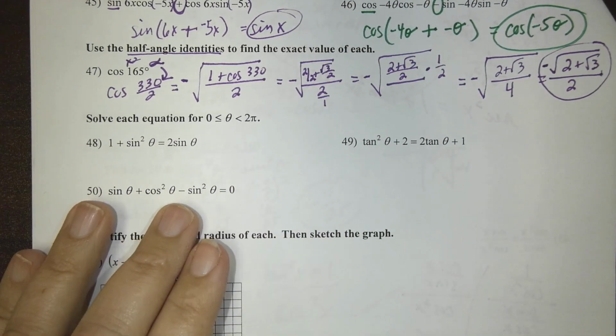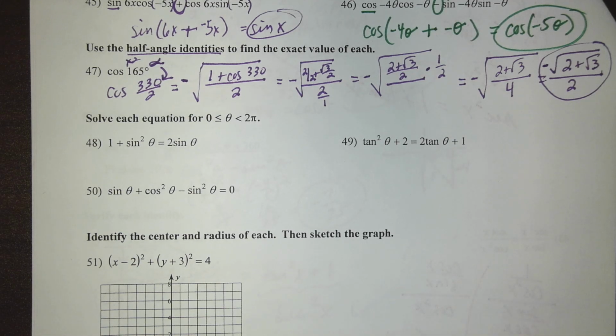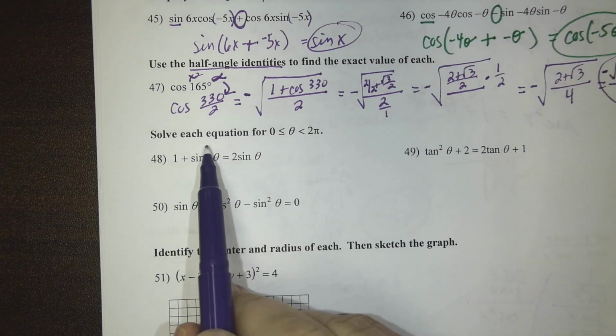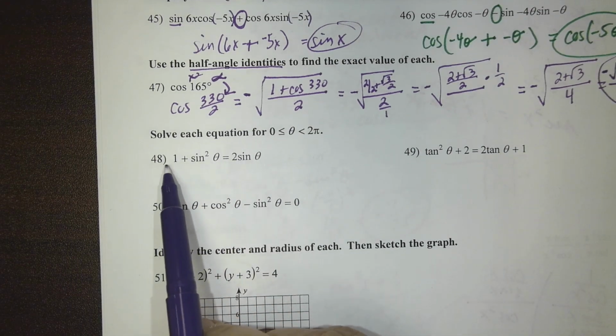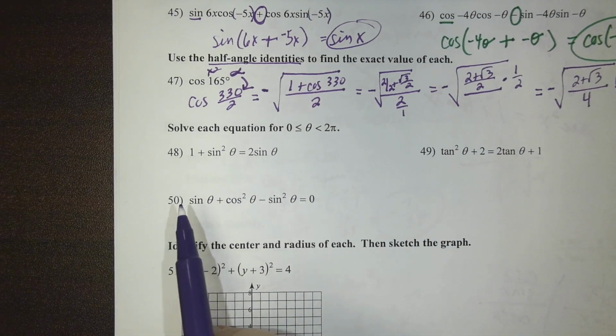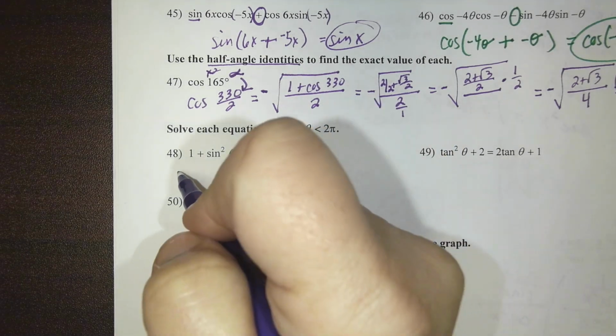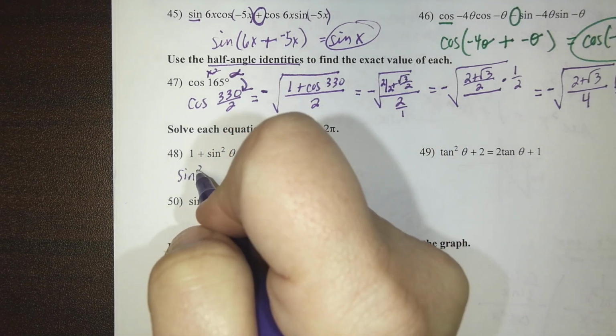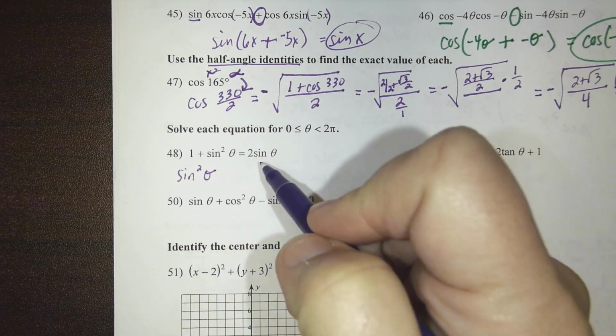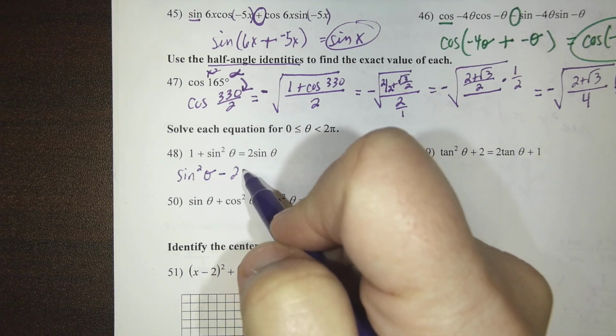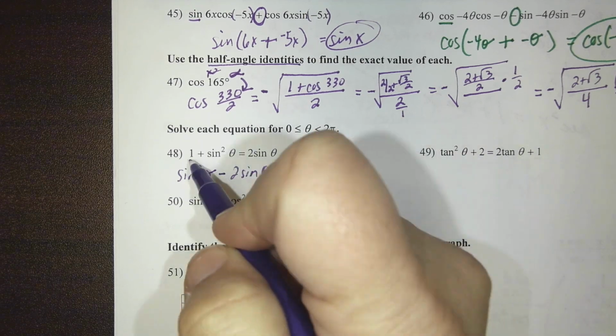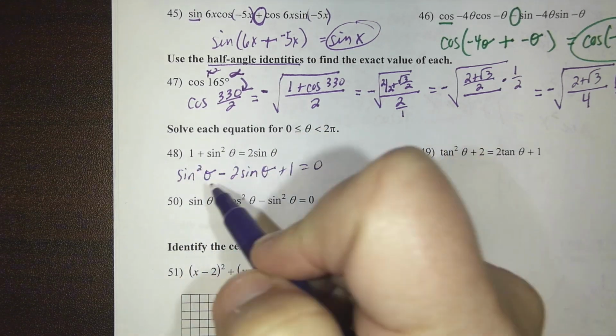All right, now solving some trig equations here again. These are a little bit more challenging than the other side, but if I see a squared sine and a 1, that's probably going to be a trinomial. So I'm going to get it all to this side. And I'm going to write it in descending order. Sine squared first, then minus the 2 sine theta, and then I have the plus 1 equals 0.